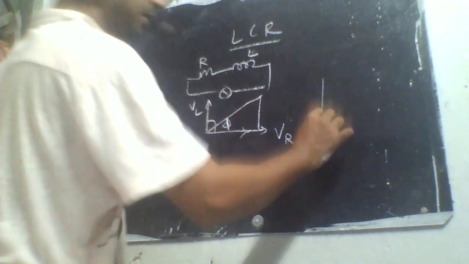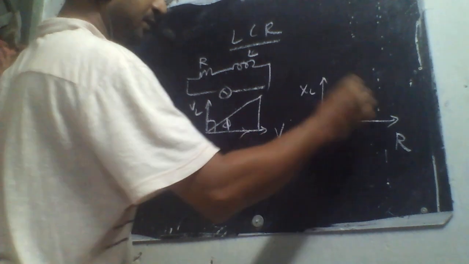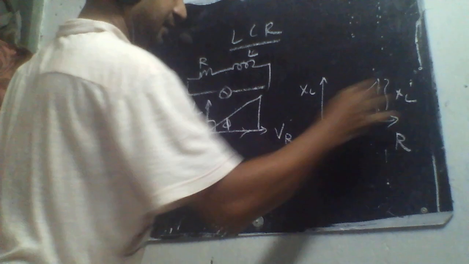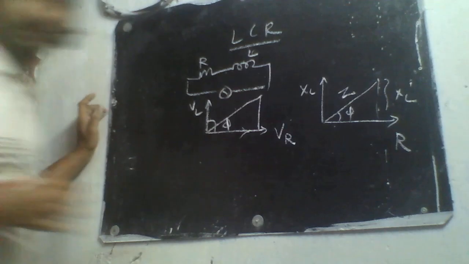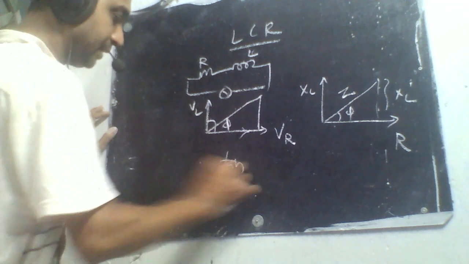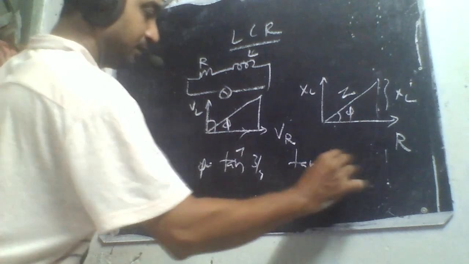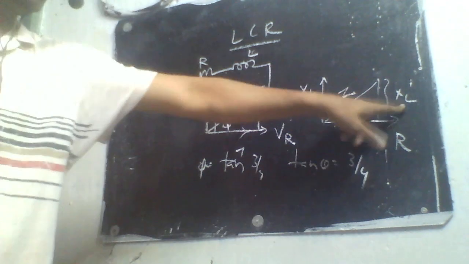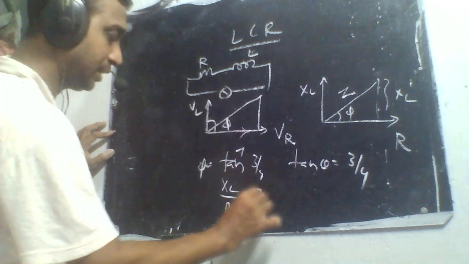So the same circuit I can draw like this. This will be the resistor, this will be XL. If I plot it like this, this part will be XL and this is phi, and this will be the impedance. They have already given theta. Theta is equal to tan inverse of 3 by 4. So tan theta is equal to 3 by 4. Now tan theta is opposite side by adjacent side, that is XL by R, equal to 3 by 4.